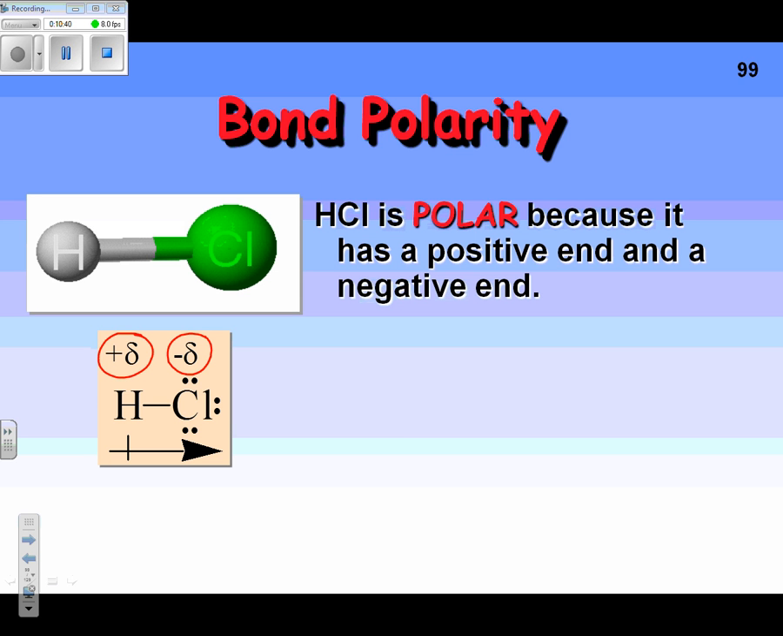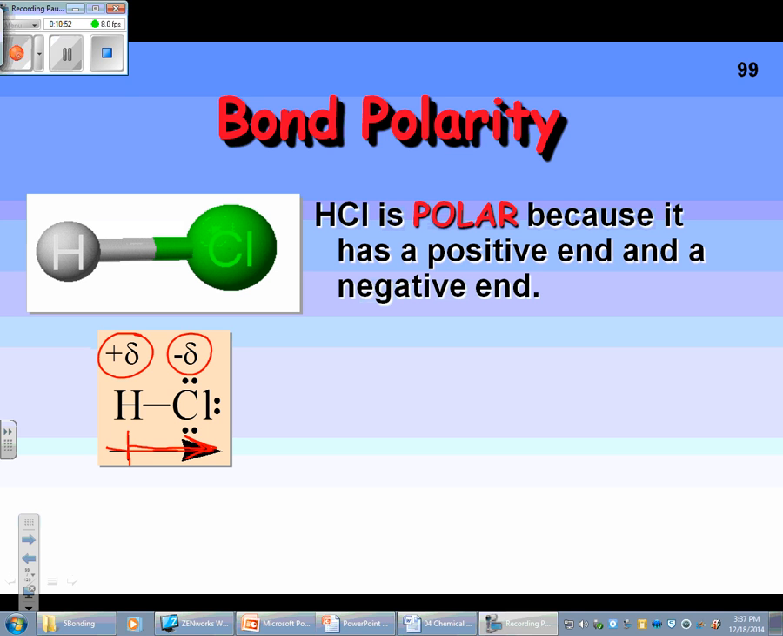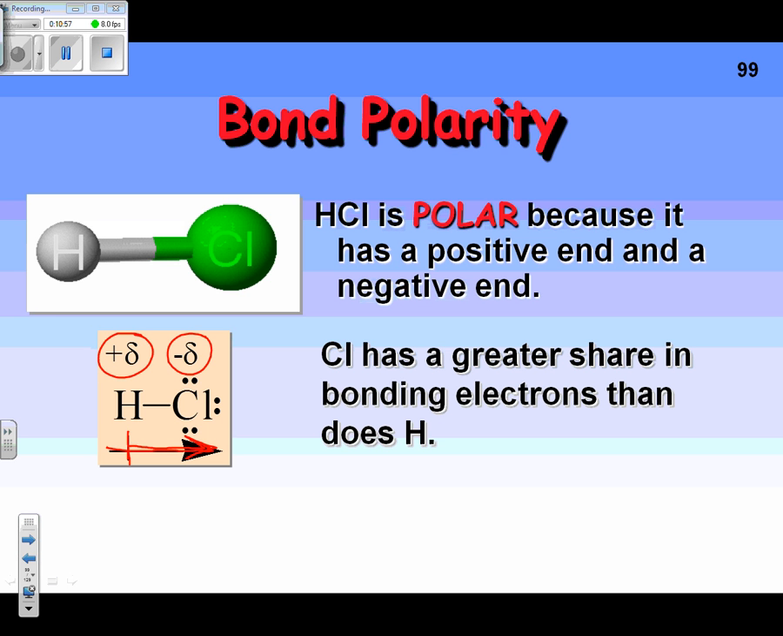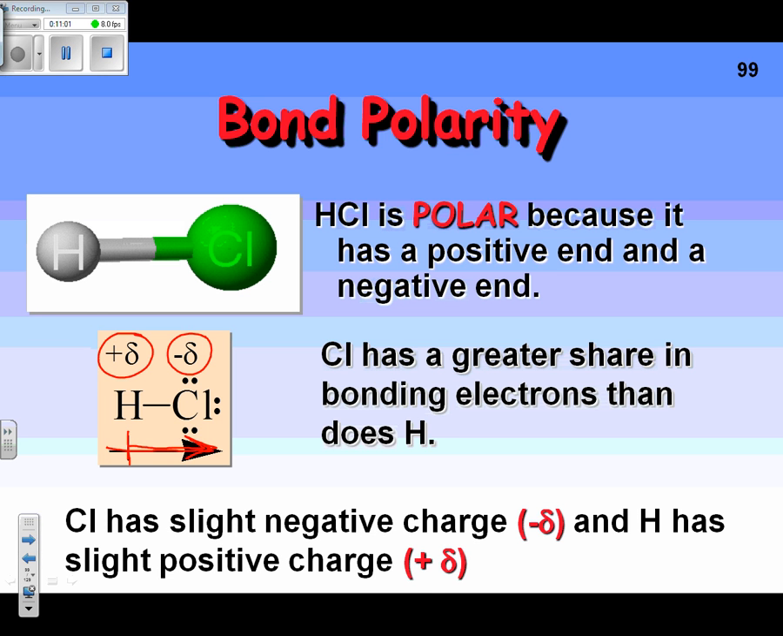A molecule's polarity is very, very important. Now, this is how we notate it. There is this plus here, and it's moving this way. So it tells us which end is positive and which way the electrons are being pulled. All right. So chlorine has a greater share in the bonding electrons than does hydrogen, and they develop those slight charges. And this symbol here is just the symbol for slight or partial.